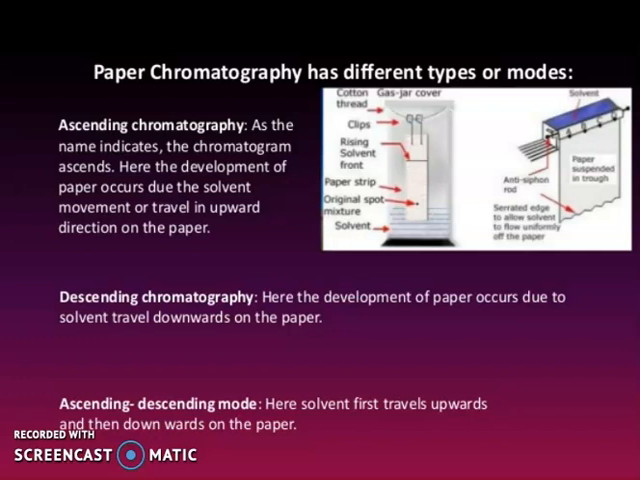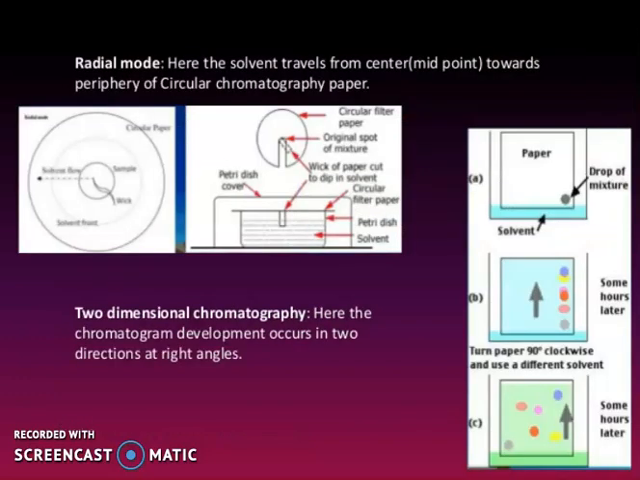So ascending-descending mode: here the solvent first travels upward and then downward on the paper. Now radial mode: here the solvent travels from the center midpoint towards the periphery of the circular chromatography paper. Now two-dimensional chromatography: here the chromatogram development occurs in two directions at right angles. You can see a drop of the mixture and solvent, and some hours later turn the paper 90 degrees clockwise and use a different solvent, and some hours later you can see the chromatogram.